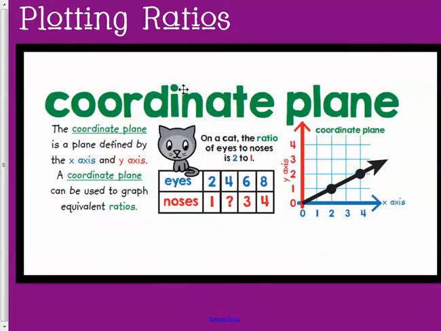Okay, so what does that look like on the coordinate plane? Well, we have different coordinates. The bottom line is called the x-axis. This one's horizontal, and this vertical line is called the y-axis. I want you to take a second, pause the video, and draw this for me real quick. In just a second, I'm going to explain it a little bit more.